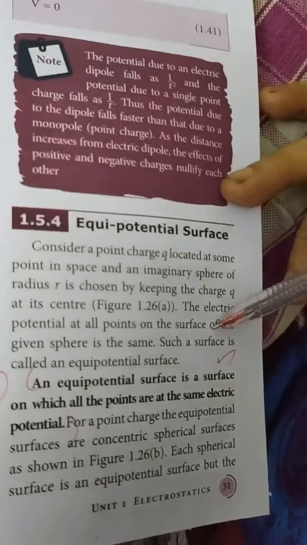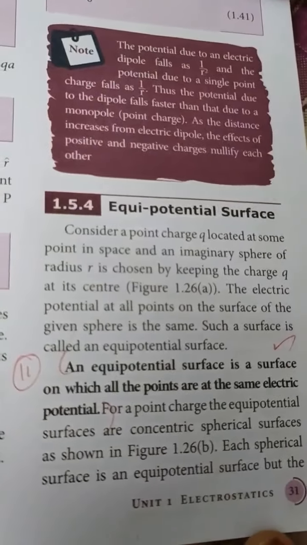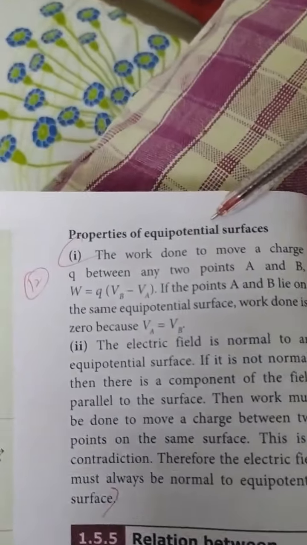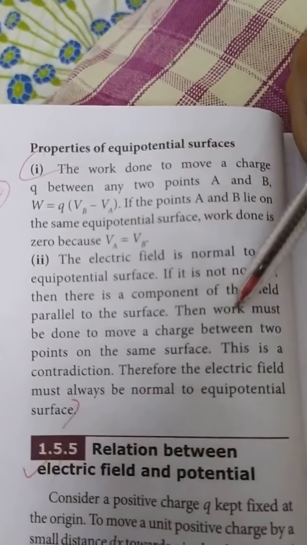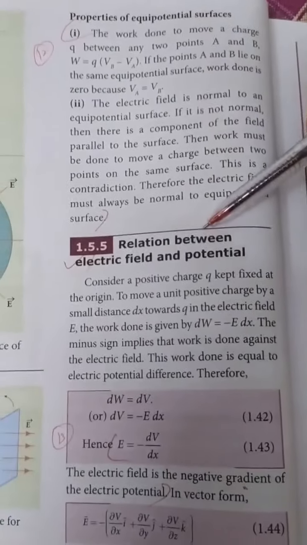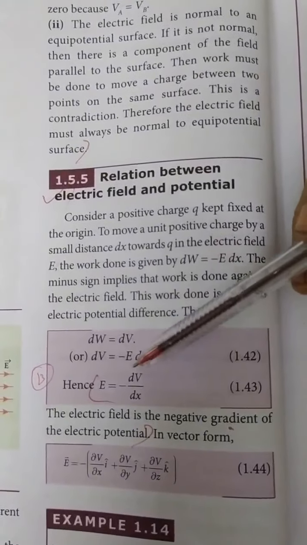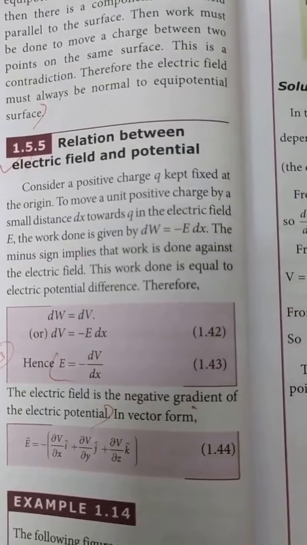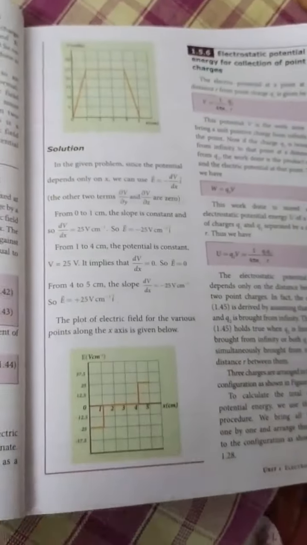Next, equipotential surface. You have to read the definition for equipotential surface. And next, properties of equipotential surfaces. There are 2 points in that, and the relation between electric field and the potential. For that you read this equation 143 and the definition for potential.